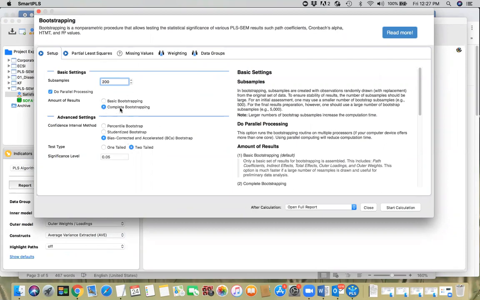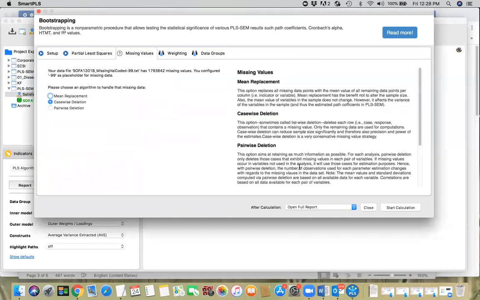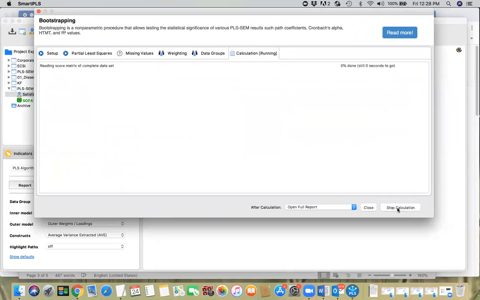Complete bootstrapping will give me the HTMT confidence interval, so I need to choose that one. Bias-corrected bootstrap, two-tailed, and 0.05 are the defaults, so I'm going to leave them there. We are using the path weighting scheme. Missing values we are deleting case-wise, and I'm going to click on start calculation. It's going to take a few seconds to run.